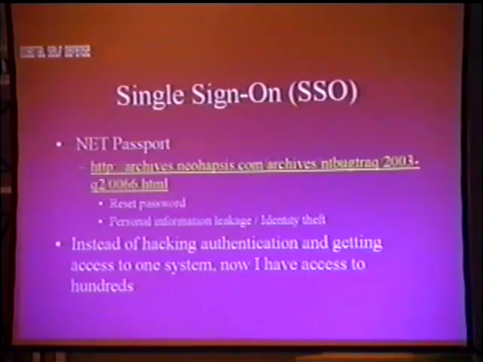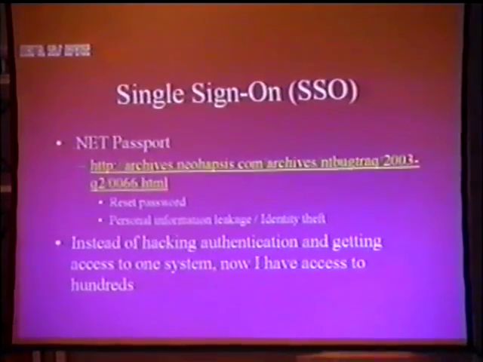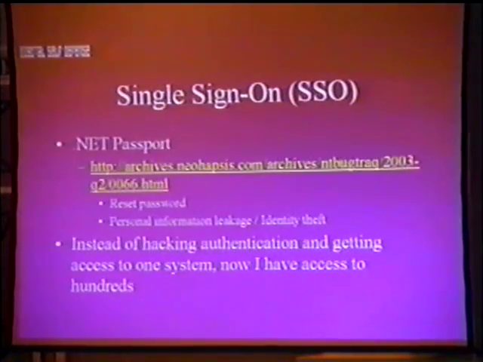Okay, a note on single sign-on. .NET Passport, this is just a URL to some of the problems and exposures it has had. Something about single sign-on, I just wanted to bring it up since I was talking about authentication systems. This is the definition of transitive trust. If I authenticate to you, and that all goes well, your friend is just going to trust me because I authenticated to you. It's third-party trust after you go to a different location.